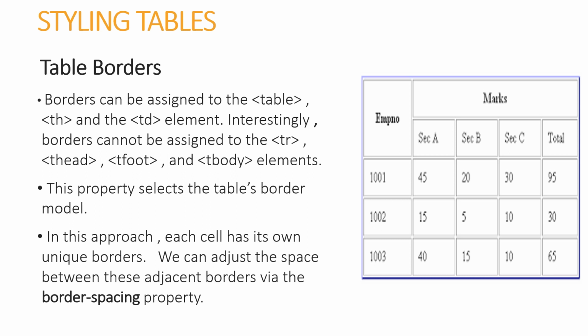Styling tables. First is the table borders. Borders can be assigned to the table element, TH and the TD element. Interestingly, borders cannot be assigned to the table row, table head, table foot and table body elements. This property selects the table's border model. In this approach, each cell has its own unique borders. We can adjust the space between these adjacent borders via the border-spacing property.